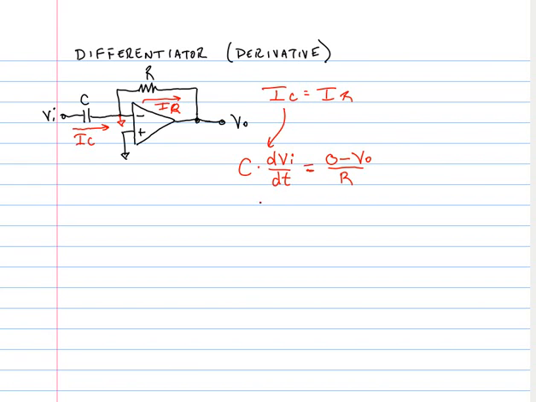Rearranging this equation, we can write that VO is equal to minus RC times dVi by dt. In other words, the output voltage is a derivative of the input voltage with some RC product multiplier. Examining this in the frequency domain, this is the time domain equation.